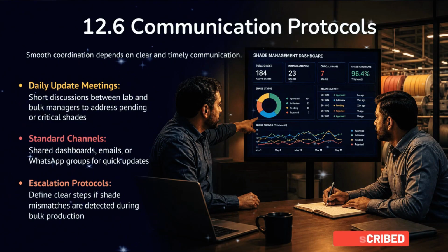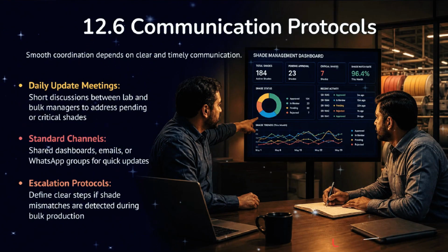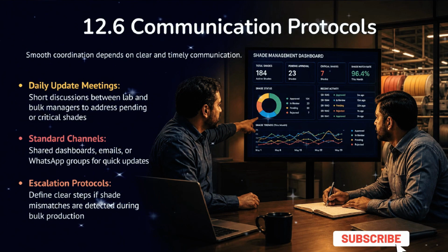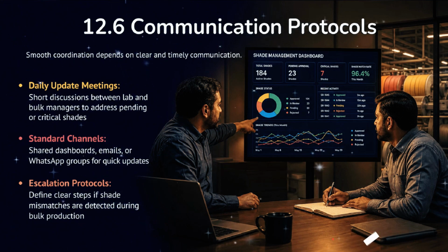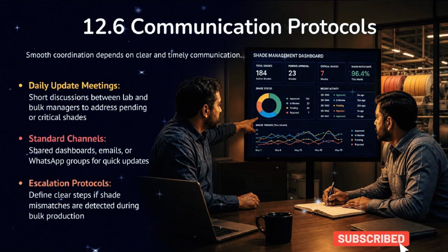Smooth coordination depends on clear communication. This includes daily update meetings between managers, the use of shared digital dashboards or messaging groups for real-time tracking, and well-defined escalation protocols to quickly resolve any shade mismatches detected during production.